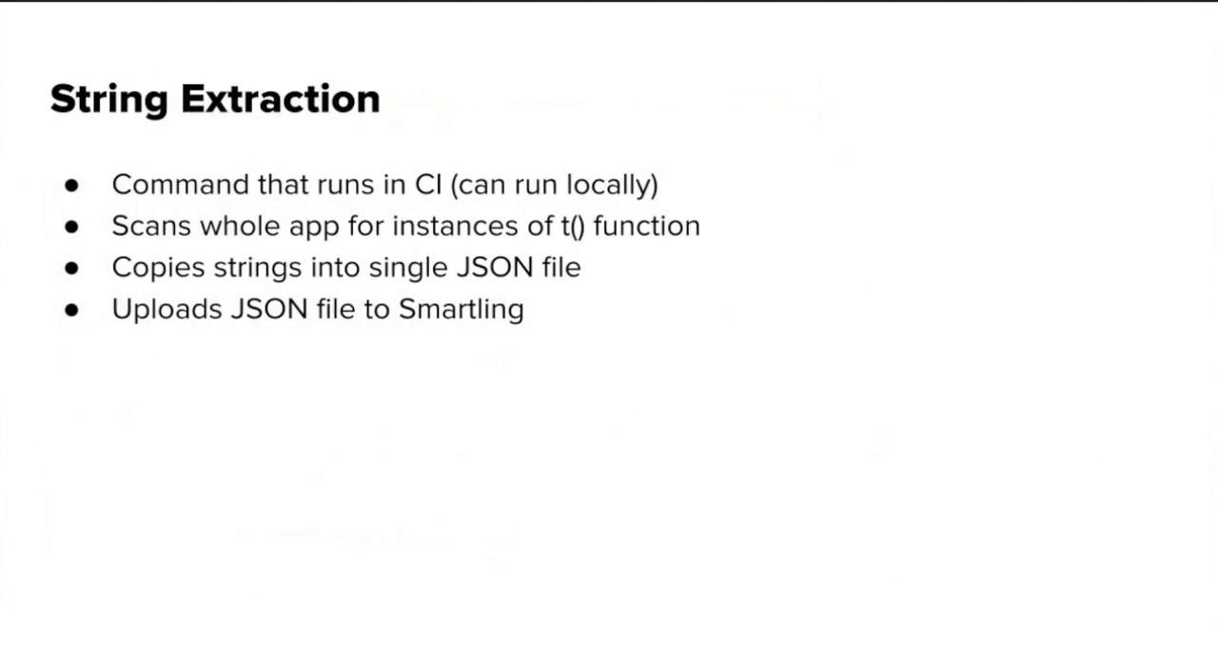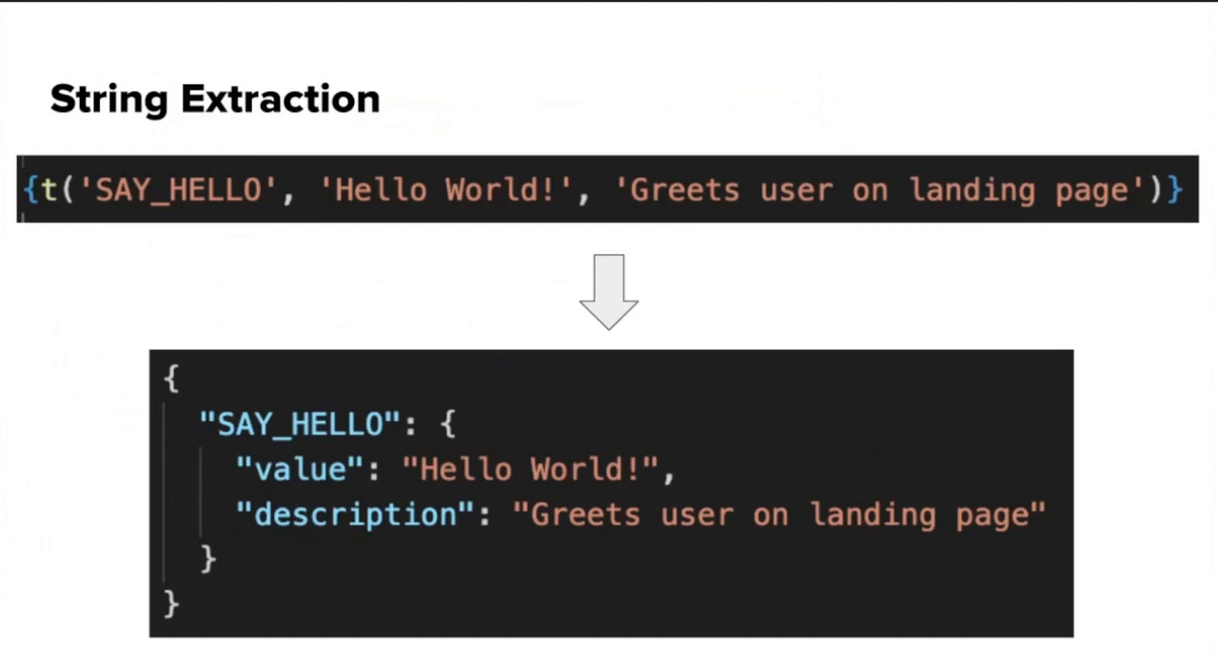So we have all our strings wrapped in the T function. Now, how do we actually get the translations, right? We don't have them yet. So a script runs on CI, which you can also run locally, and it steps through the entire S4A app node by node, and it looks for instances of this T function. And when it finds them, it copies the arguments, the contents, into this central file, which is then shipped off to SmartLink. So here's the hello world example that we had earlier.